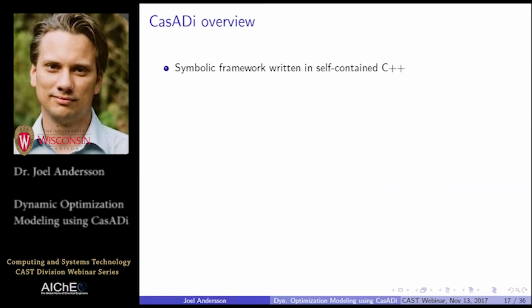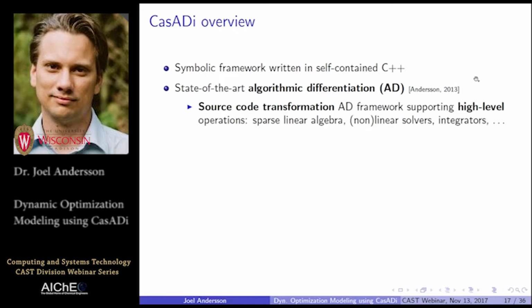All right. So what is CasADi? In the core of CasADi consists of a symbolic framework. So you think of something like the Symbolic toolbox for MATLAB. And the key component of this symbolic framework is an efficient implementation of algorithmic differentiation. So algorithmic differentiation is a technique to analytically and efficiently calculate derivatives.